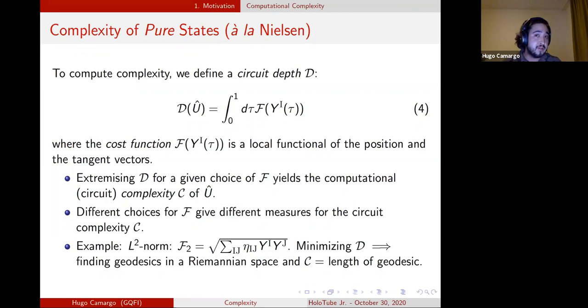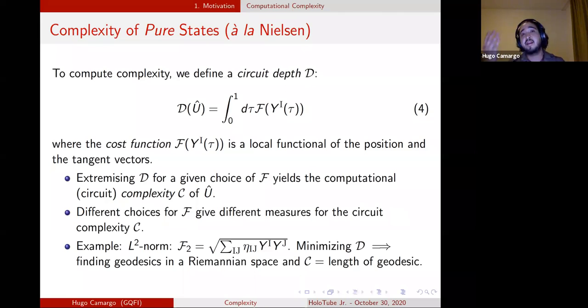And there are many examples of what kind of cost functions one can choose. The one that's going to play a significant role in what I'm going to tell you is the L2 norm. And one of the reasons for it is that obtaining complexity in this setup, where the cost function is an L2 norm, is analogous to finding geodesics in a Riemannian space. So complexity acquires a geometric meaning in this sense.